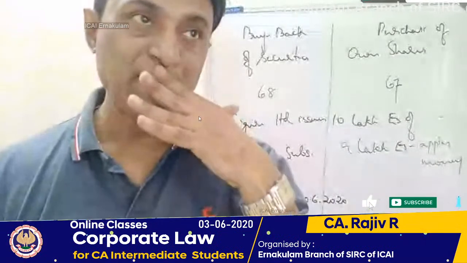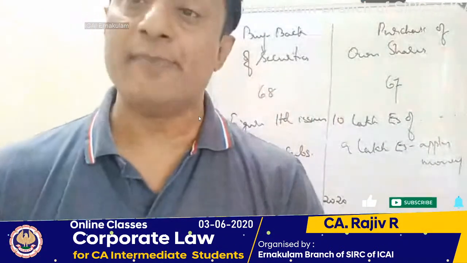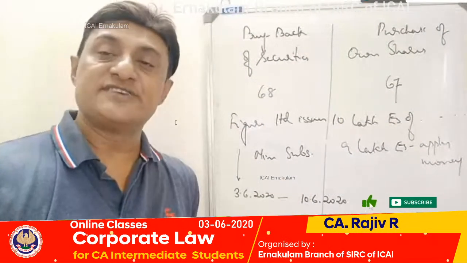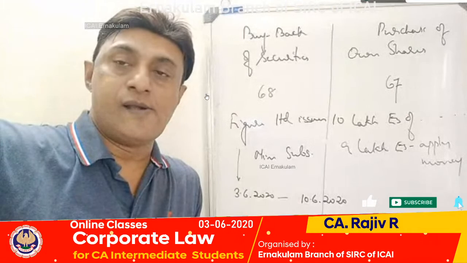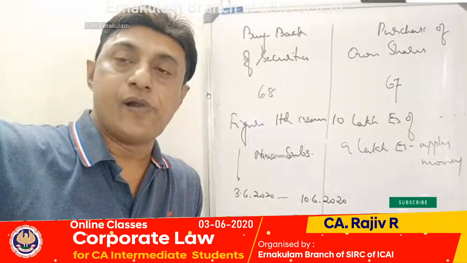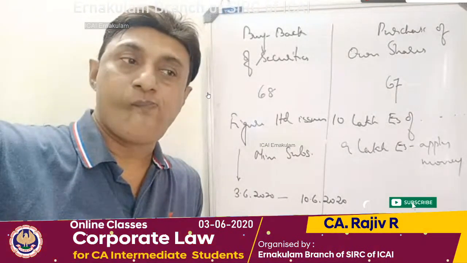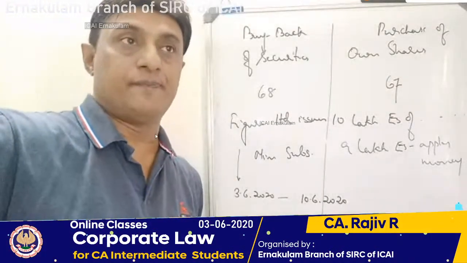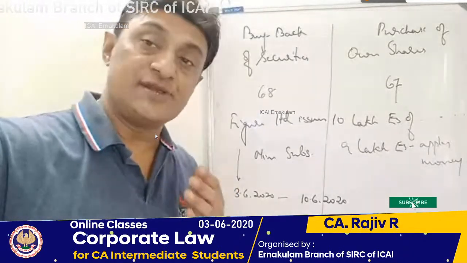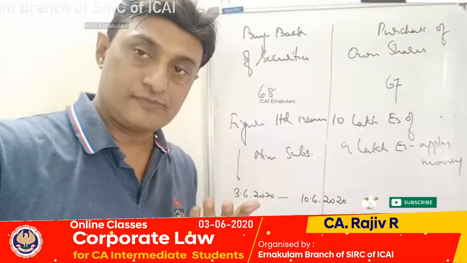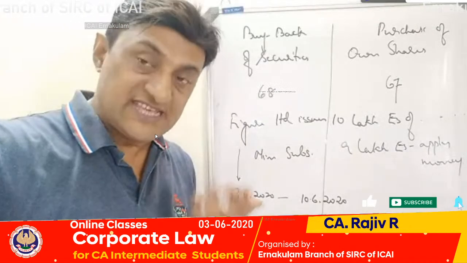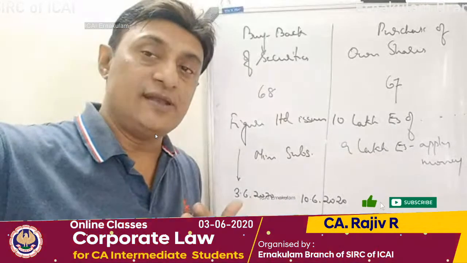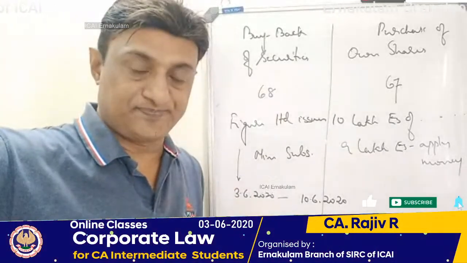Okay, in the next line, in a buyback of securities, comma, capital reduction is the result.